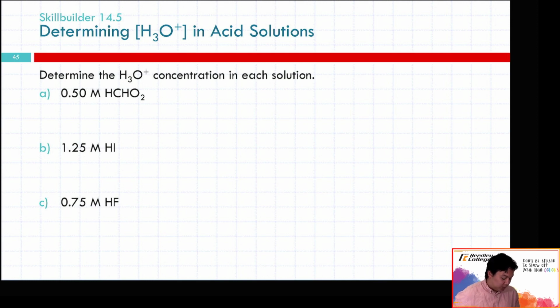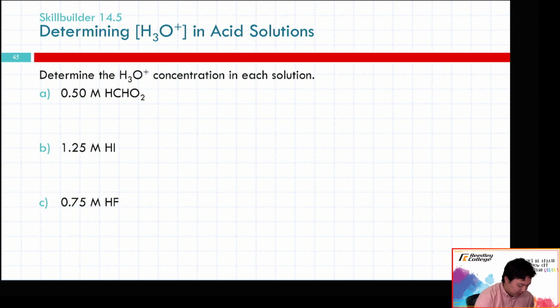Let's determine the H plus concentration for each of these solutions. We're just going to assume that each of these is a strong acid because we haven't talked about how to calculate the concentrations of H plus hydronium in a weak acid. There's an equation for it. I think it's the Henderson-Hasselbalch equation.